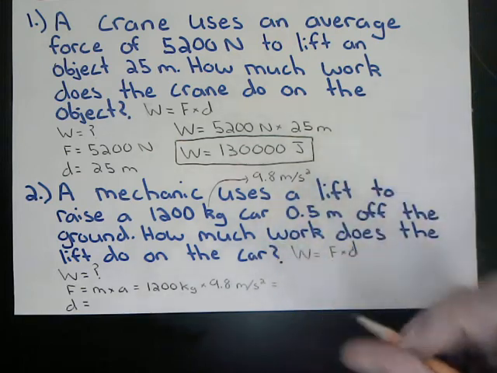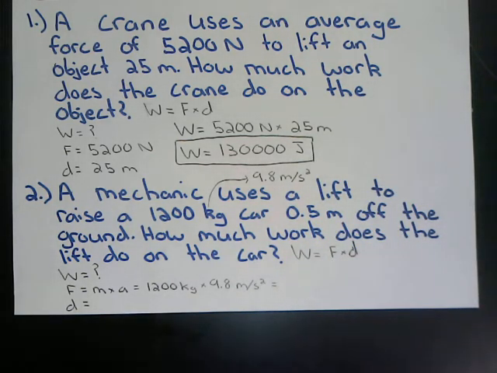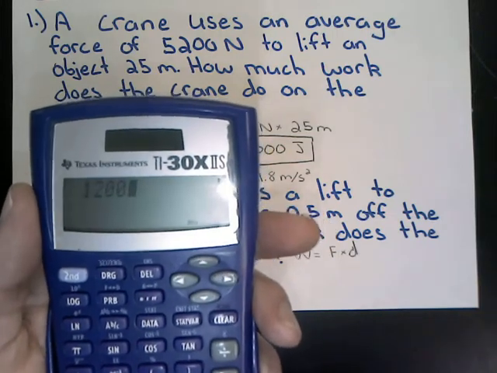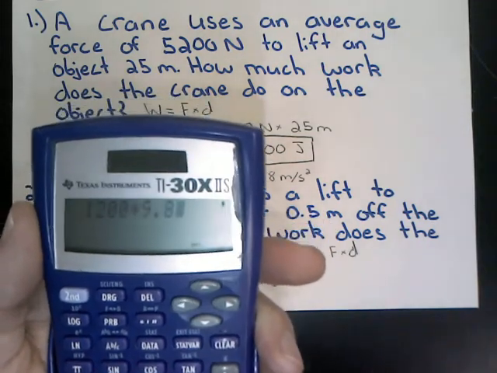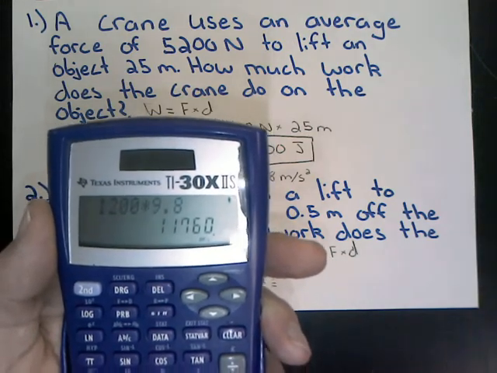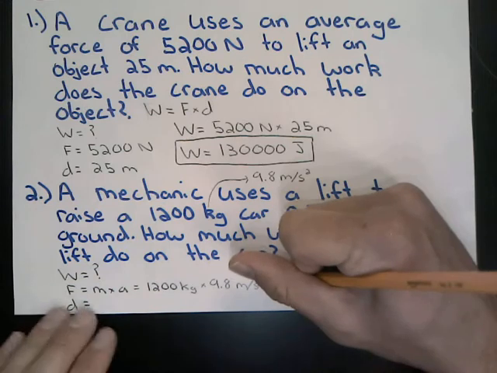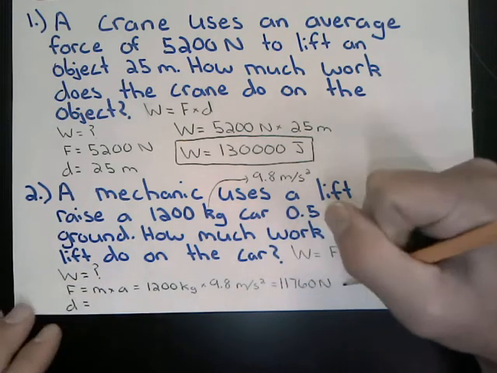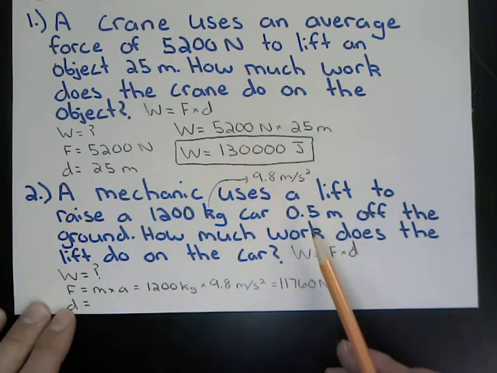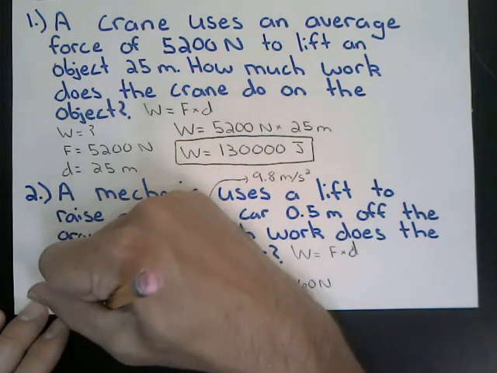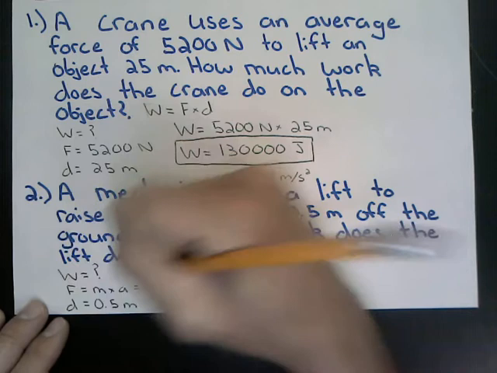And so all I'm going to be able to do here to solve for force is this. I'm going to put 1,200 times 9.8. I press enter, and I get 11,760 newtons. So 11,760 newtons. Now the distance, that mechanic lifted the car 0.5 meters off of the ground. So that becomes our distance of 0.5 meters.